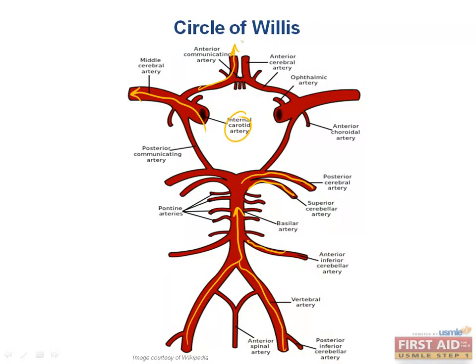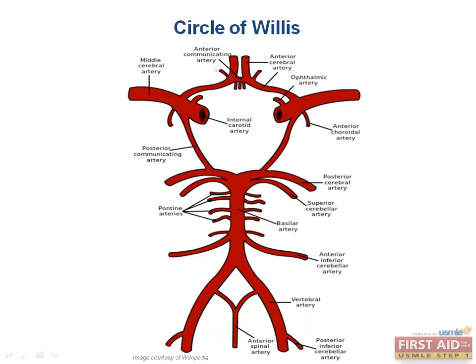And then we have a couple anastomoses here. Connecting the MCA to the PCA is the posterior communicating artery, and connecting both ACAs is the anterior communicating artery. When you look at this, you see this circle that's formed, and that is the circle of Willis.